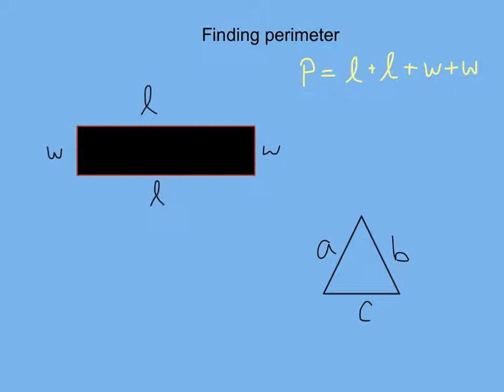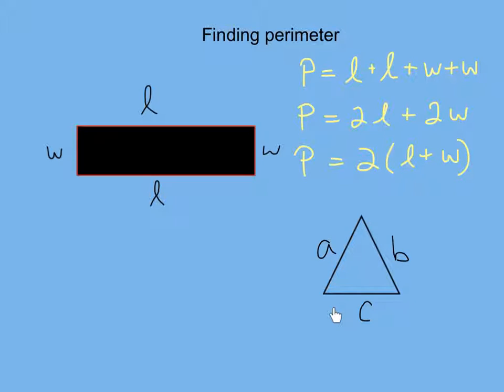To find the perimeter of a rectangle, I could use this formula: perimeter equals length plus width plus width. Or I could do perimeter equals 2 times the length plus 2 times the width. Or I could do 2 times the length plus the width. So any of these three formulas will give me the perimeter of a rectangle.